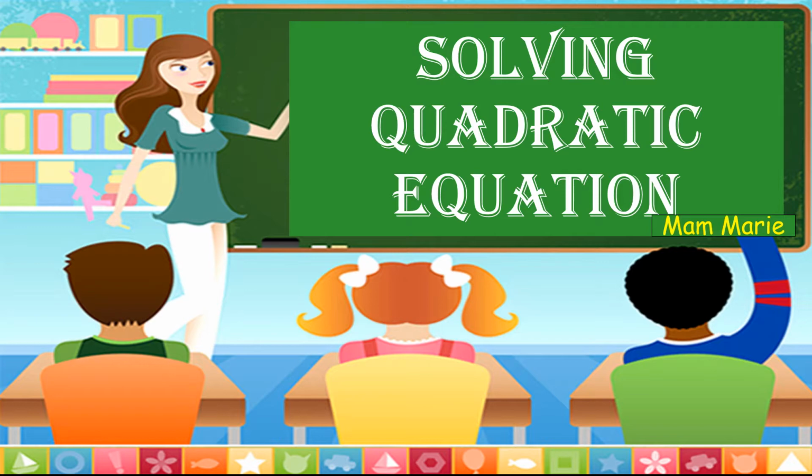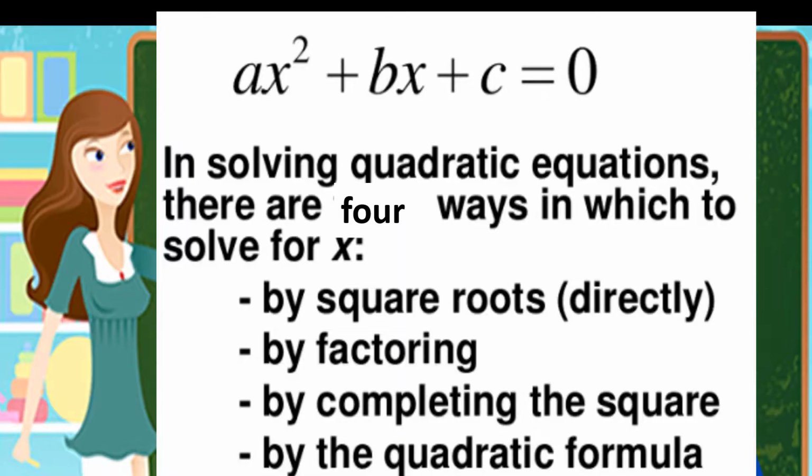This lesson is all about solving quadratic equations. As we all know, a quadratic equation is in the form of ax squared plus bx plus c equals 0. In solving quadratic equations, there are four ways in which to solve for x or any variable in the given equation. First, we have by square roots, by factoring, by completing the square, and by the quadratic formula.